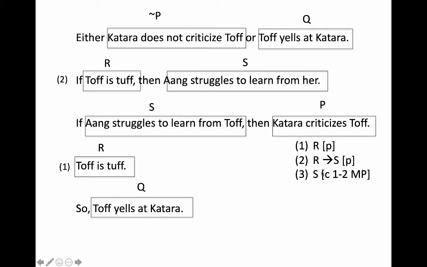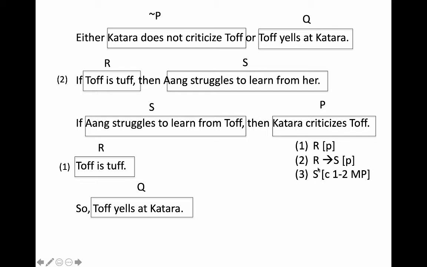Now, just so you know how I'm going about this, I started with R because it's simple, and then I look through the rest of this and I see, is there another R? And I find an R here, and then I ask, given that this R is true, and given that there's an R in this premise, can I do anything with those two together? And indeed I can, right? Because R gives me S, and I know R, so I know S. And then I just go ahead and do that.